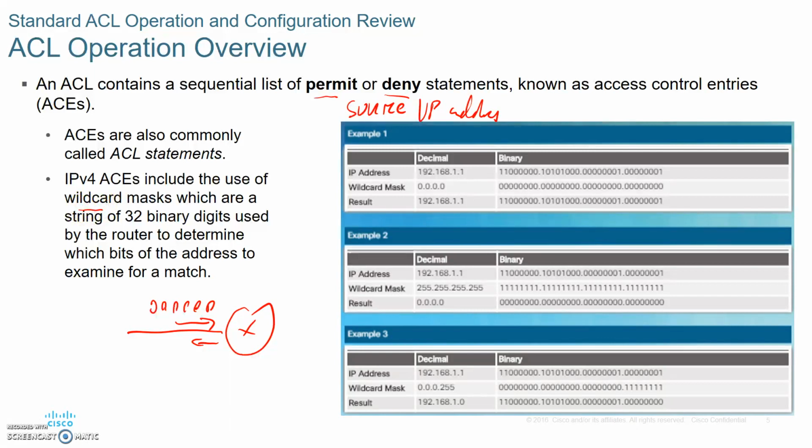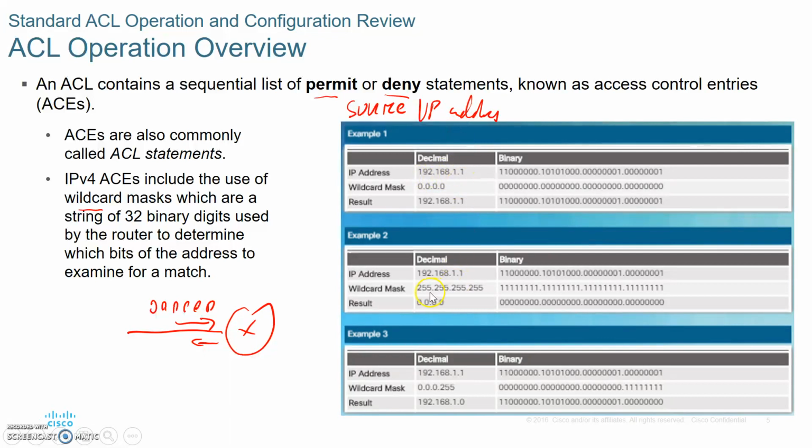The wildcard mask is used to determine whether the source IP address of the packet matches the rules, the access control entries. And then it will decide whether to permit or deny the packets. We have a few examples here. The first one: if the wildcard is 0.0.0.0, this means I must match every single bit of this IP address, which means I'm only matching one IP address, 192.168.1.1. So I'm only looking for IP packets with the source IP address equal to 192.168.1.1.